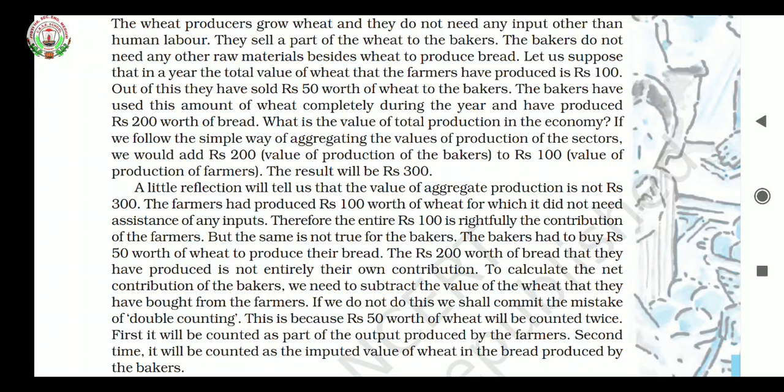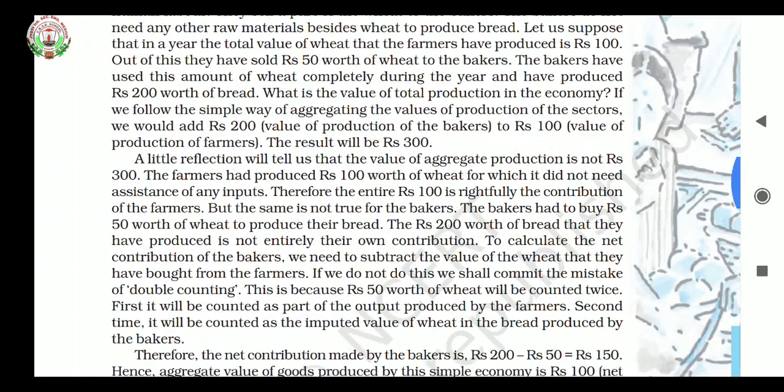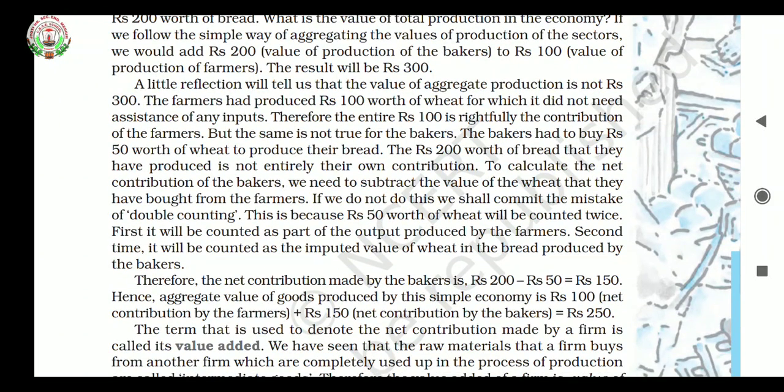The farmers have produced rupees 100 worth of wheat, for which they did not need the assistance of any input. Therefore, the entire rupees 100 is rightfully the contribution of the farmers. But the same is not true for the bakers. The bakers had to buy rupees 50 worth of wheat to produce their bread. Thus, the rupees 200 worth of bread that they have produced is not entirely their own contribution. To calculate the net contribution of the bakers, we need to subtract the value of the wheat that they have bought from the farmers. If we do not do this, we shall commit the mistake of double counting.